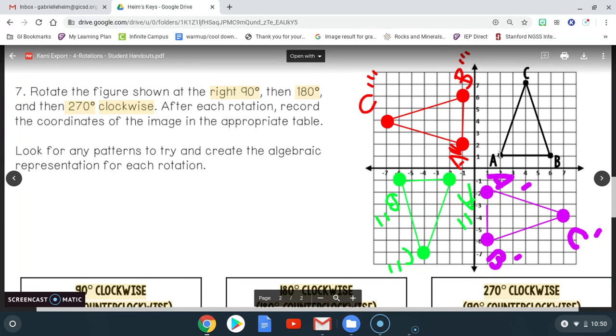We're going 90 degrees. The x value is going to flip with the y. So here it was 2, 1. So down here it's going to be 1, 2. So that's where we get our A prime. For B, it was 6, 1. So now it's going to be 1, 6. So that's where we get B prime. C, we're going 4, 7, and it's going to be 7, 4. They flipped. So 7, 4.